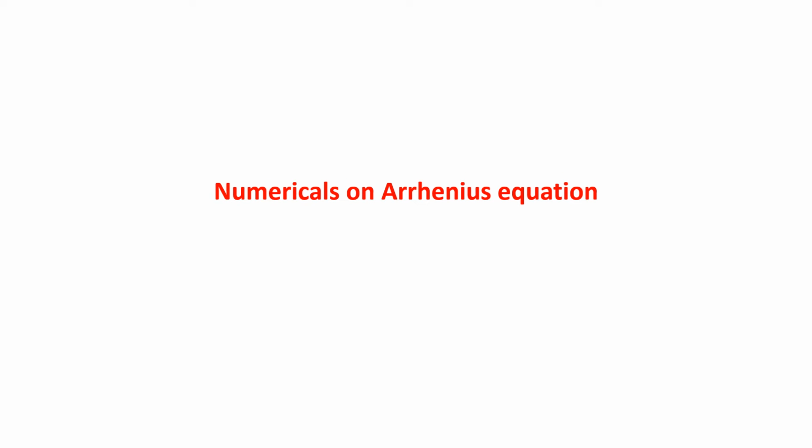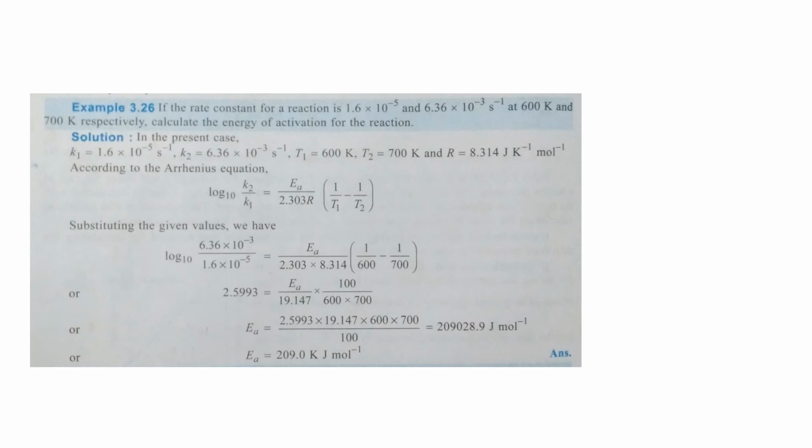Some numericals based on the Arrhenius equation. Question 1. If the rate constant of a reaction is 1.6 into 10 to the power minus 5 and 6.36 into 10 to the power minus 3 second minus 1 at 600 Kelvin and 700 Kelvin respectively. That means two temperatures are given, and at these two temperatures the rate constant is also given.